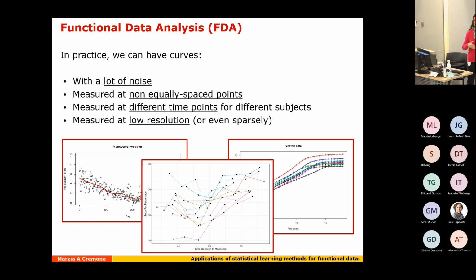We can also have way more complex functional data. For example, the time points at which we have the measurements can be different for each subject. So each subject has his own observations on his own time. And also we can have cases in which we actually have only a few points for each subject. So we need somehow to recover the functional data starting from that.